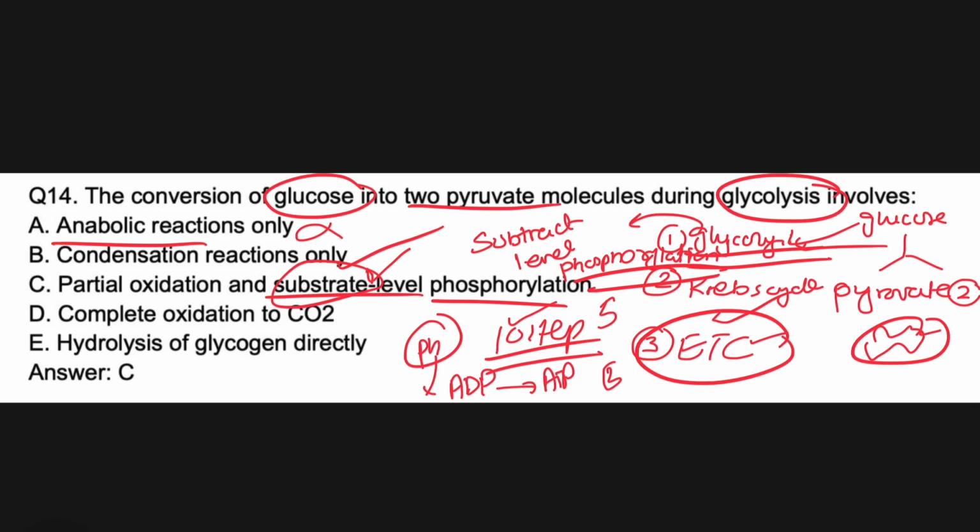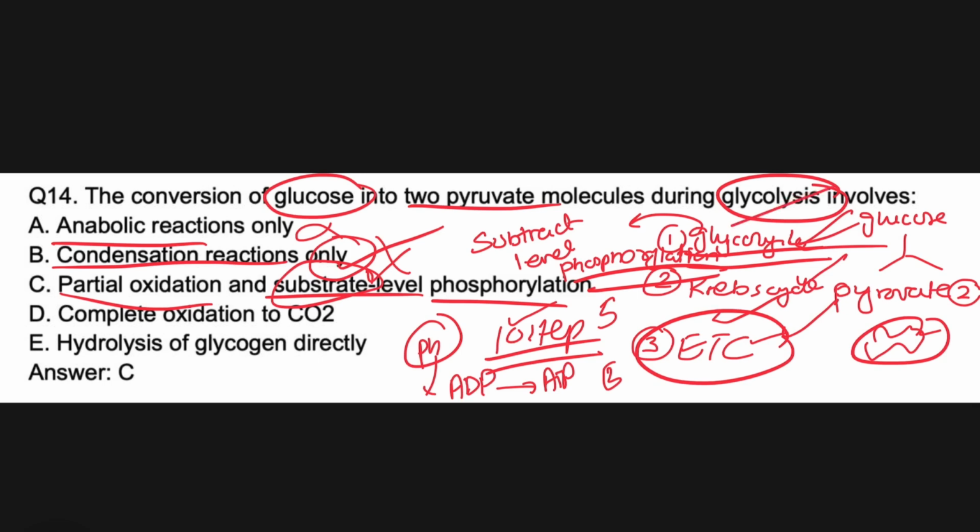So if you look at the options, it's not condensation reactions only. There are catabolic reactions too. Condensation means forming new bonds by removal of H2O. So that's incorrect. If you look at option C, that's partial oxidation of glucose. So the whole process of cellular respiration is oxidation of glucose or breakdown of glucose. So in every step you are doing some oxidation of glucose.